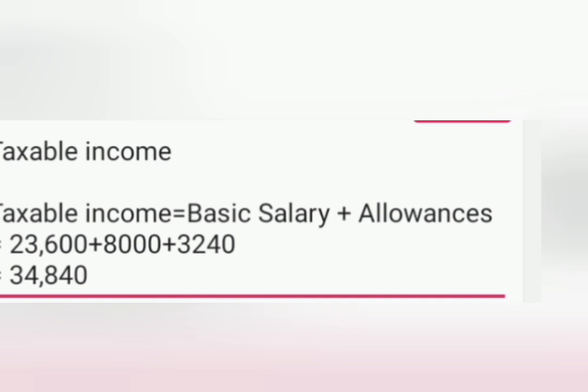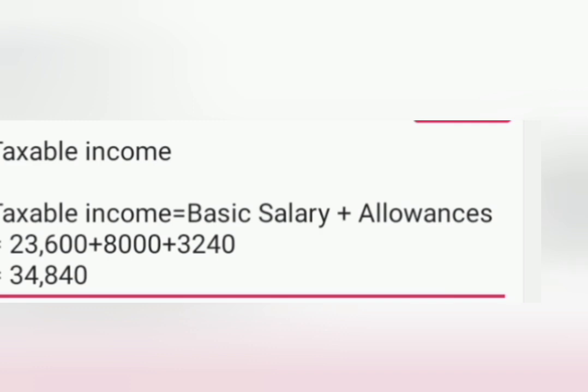We know that taxable income is given by adding basic salary plus all the allowances a person is given. In our case, we are going to add the basic salary, which is 23,600, plus the house allowance of 8,000, plus medical allowance of 3,240. So once you add them, you get 34,840. As easy as that, and you get 2 marks.